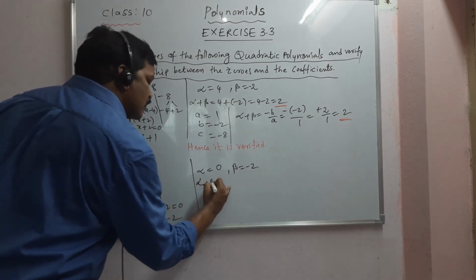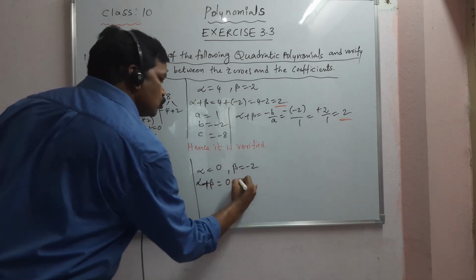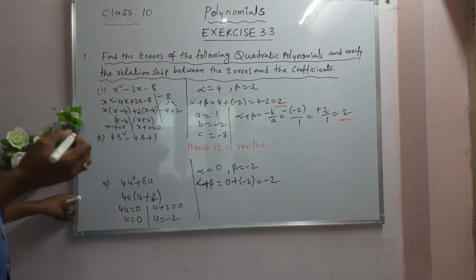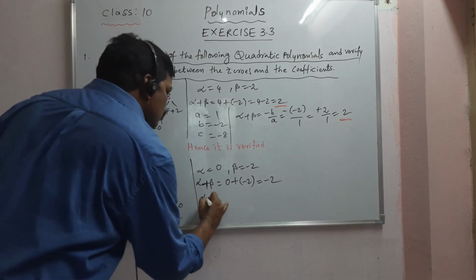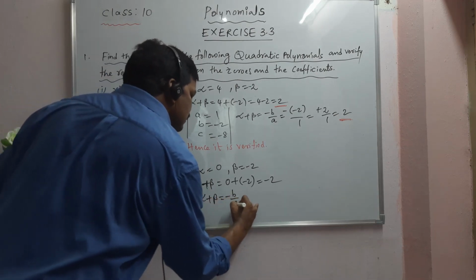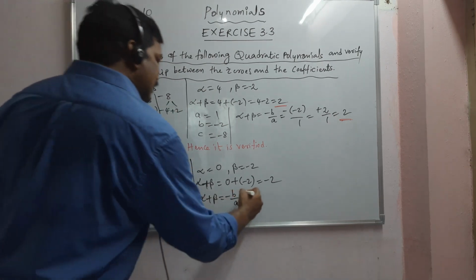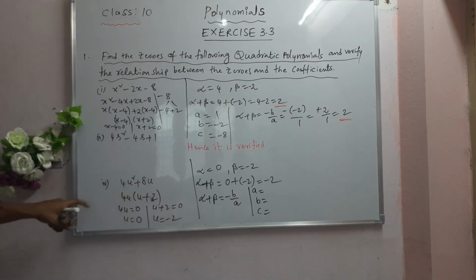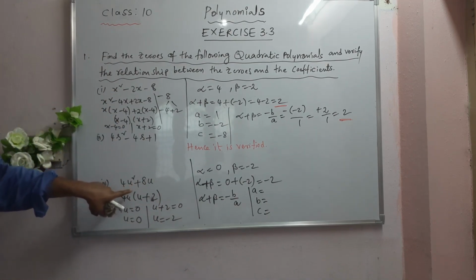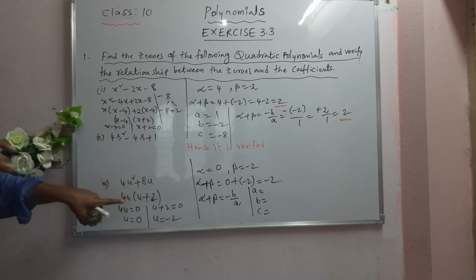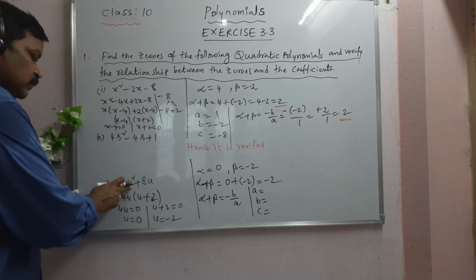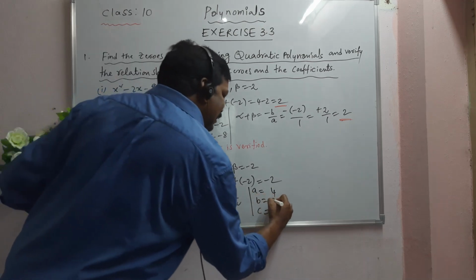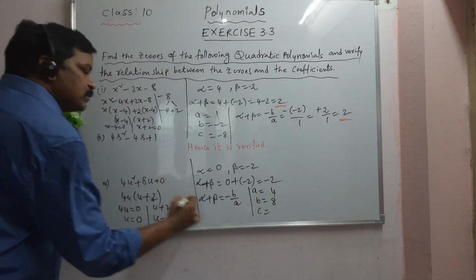Find out their sum, alpha plus beta, that is 0 plus minus 2. So 0 minus 2 is minus 2 only; 0 has no value, right? Now according to the coefficients, that is minus b by a, let us write what is a, b and c from this quadratic polynomial. Look, here the variable is u, not x. Just remember, the coefficient of u square is 4, the coefficient of u is 8, and there is no constant term, so that is 0.